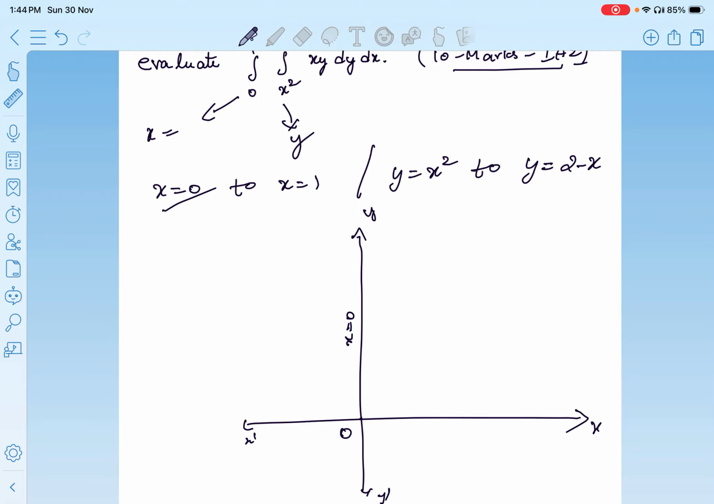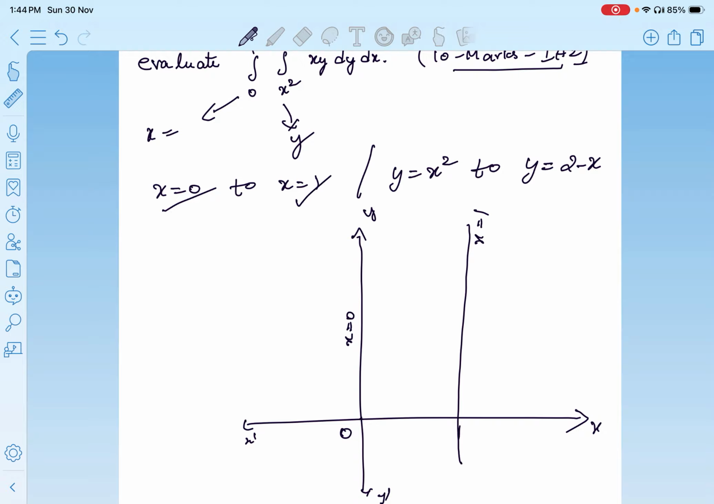Now, what is x equal to 1? Let us see where x equal to 1 will fall. Approximately your x equal to 1 will fall here. So this is your x equal to 1 line. So x equal to 1 is also over.